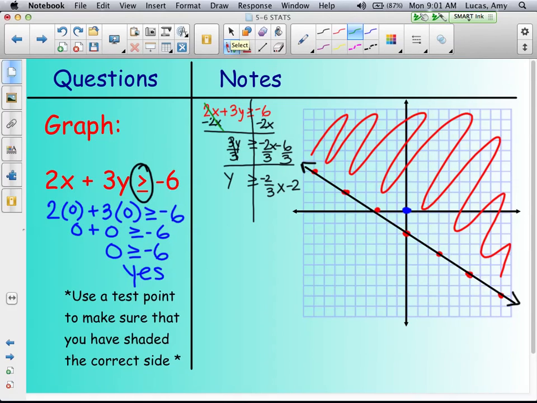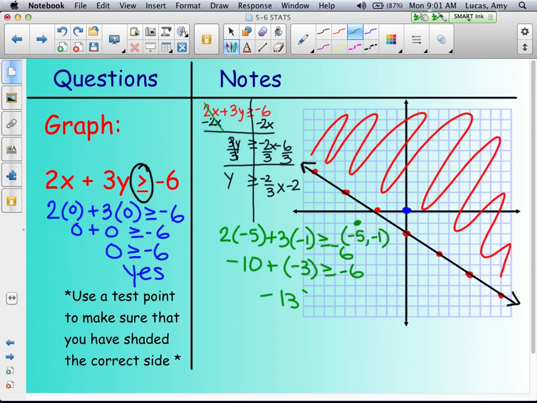Negative, let's see, 1, 2, 3, maybe -5, -1, and I could check and make sure this one's a no. So 2 times -5 plus 3 times -1 is greater than or equal to -6. -10 plus -3, so -13 is greater than or equal to -6. No. Definitely not. -13, it is more negative, so it is smaller. -6 is closer to 0. So, this one looks good.